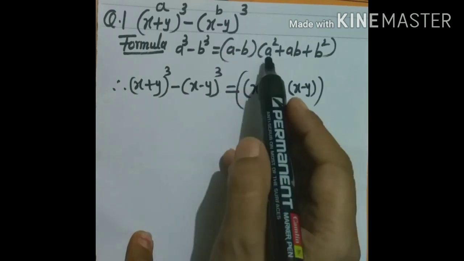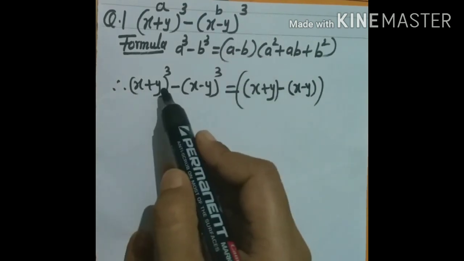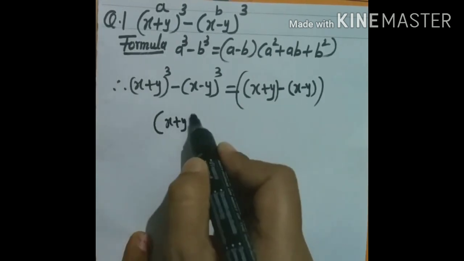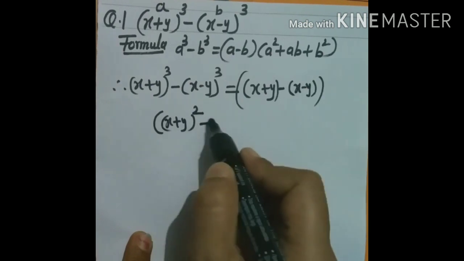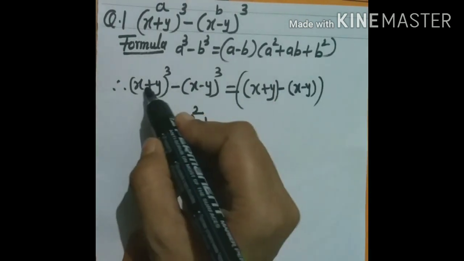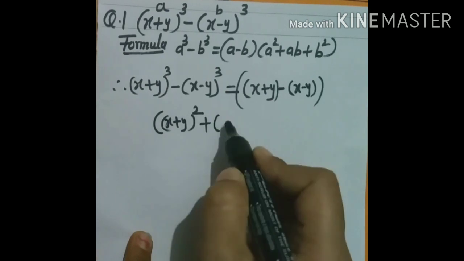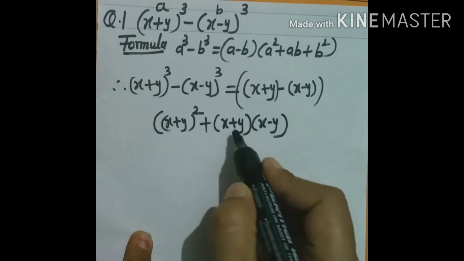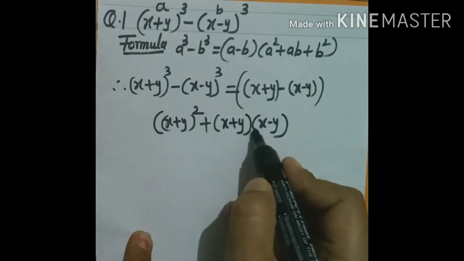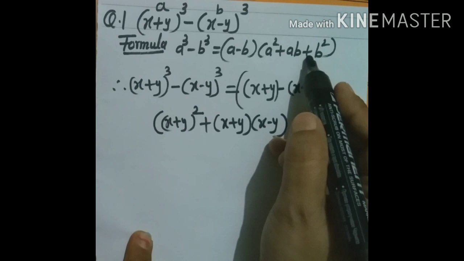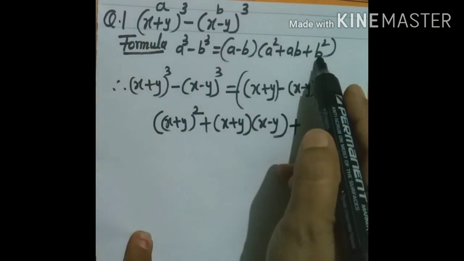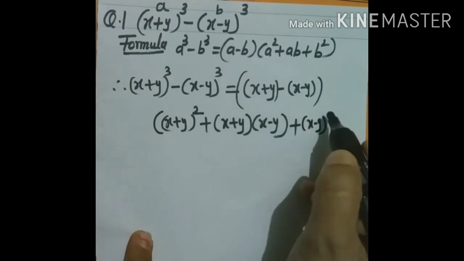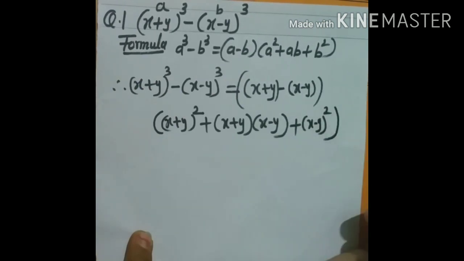Now what is next, children? a square. So what do we take? This whole bracket square. I am writing it in the next step, children: (x plus y) the whole bracket raised to square plus a into b. These two brackets we take in multiplication: (x plus y)(x minus y). The two brackets mean multiplication here. Okay. Now what is the sign here, children? Plus. So what do we take? b square. b square means (x minus y) whole bracket square. Close the bracket, children.